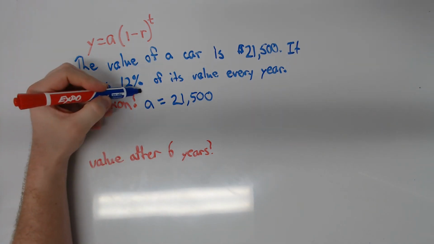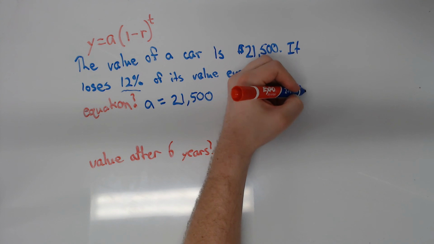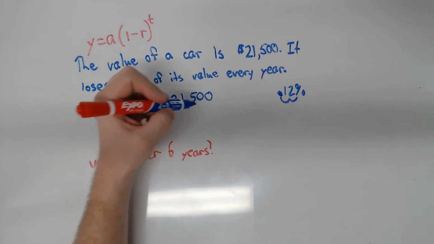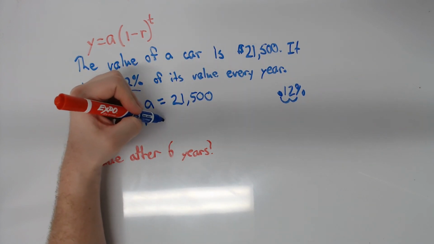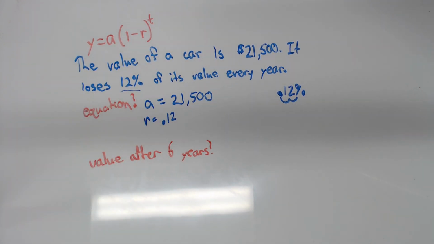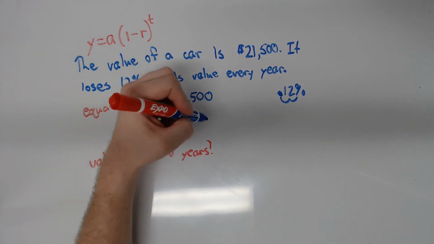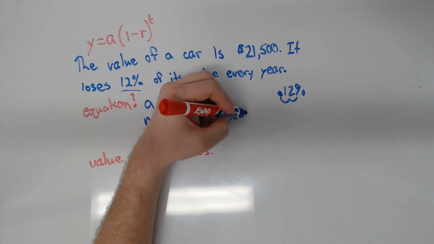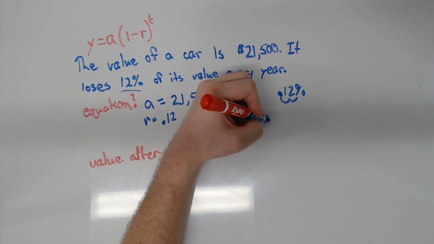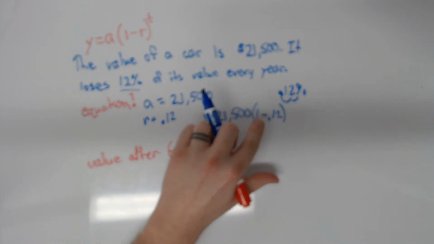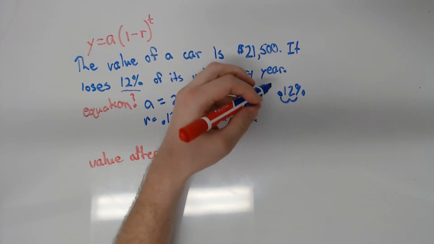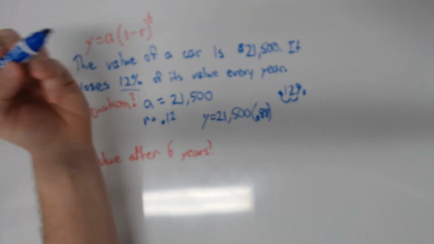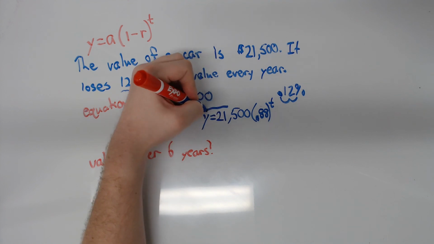So we have 12%. Again, divide by 100, which means move the decimal place twice. The R we're actually going to use is 0.12. So if I write out the equation, it's going to be y equals A, 21,500, times 1 minus 0.12. We can clean that up on our calculator. That's just 0.88. So it's a fraction. We're losing money, so a fraction makes sense here. And then T for the number of years, T for time.